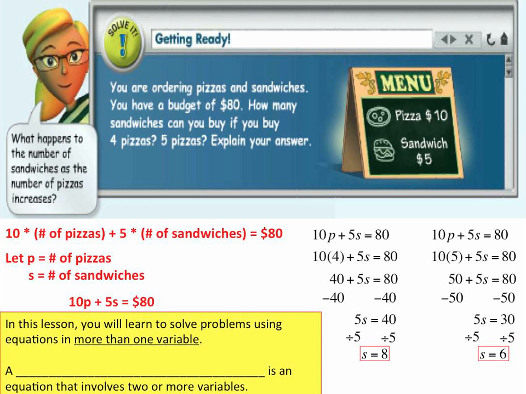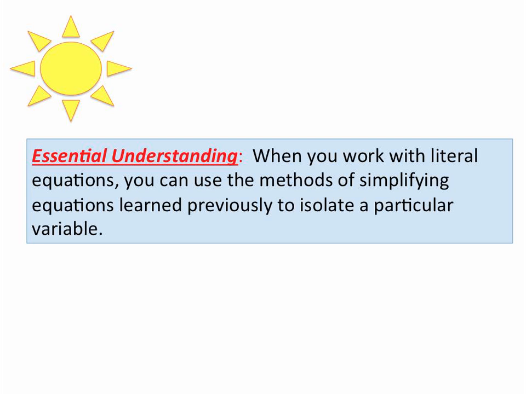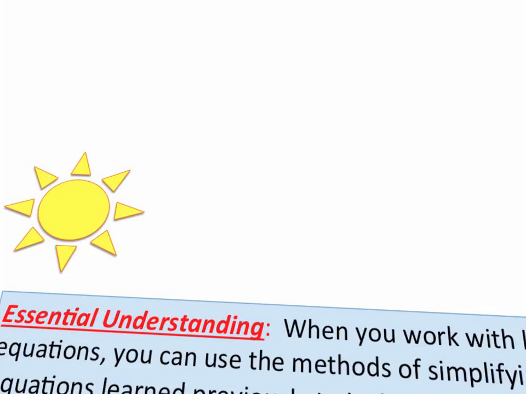In this lesson, you will learn to solve problems using equations in more than one variable. So notice in this equation there were P's and S's, so there are 2 variables. A literal equation is an equation that involves 2 or more variables. All right? When you work with literal equations, you can use the same method of simplifying equations that you learned previously to isolate the particular variable.